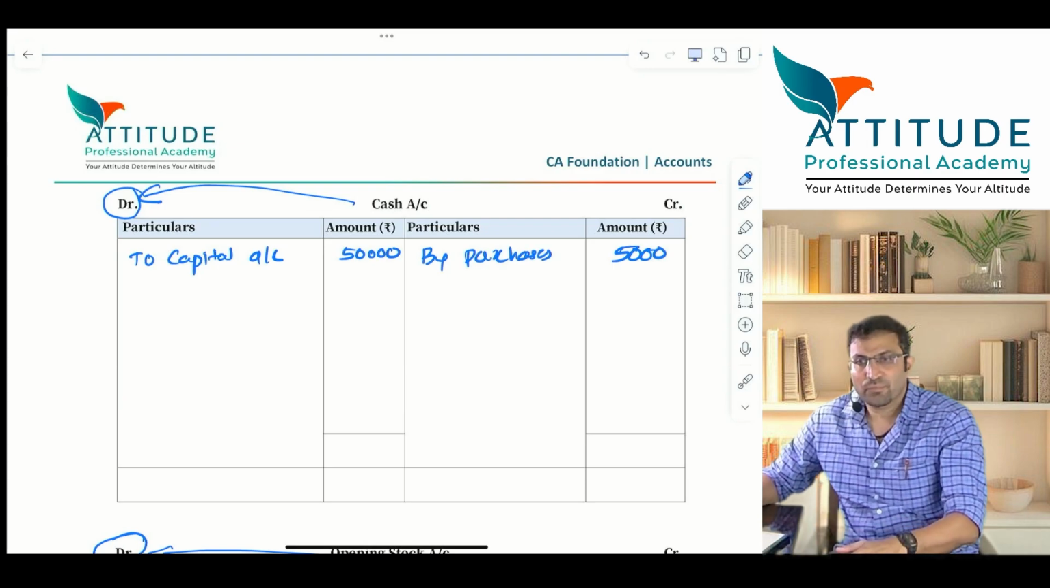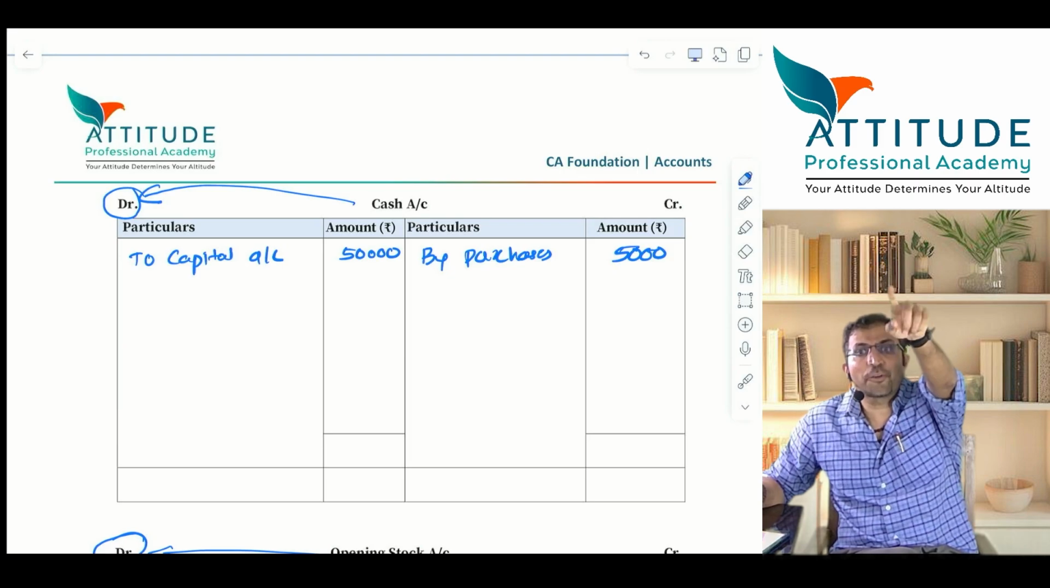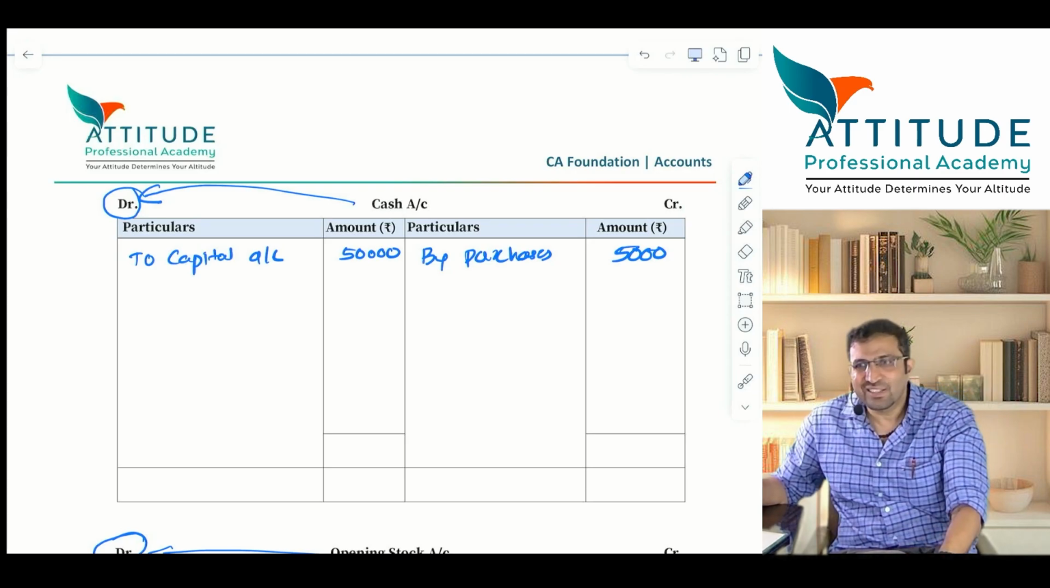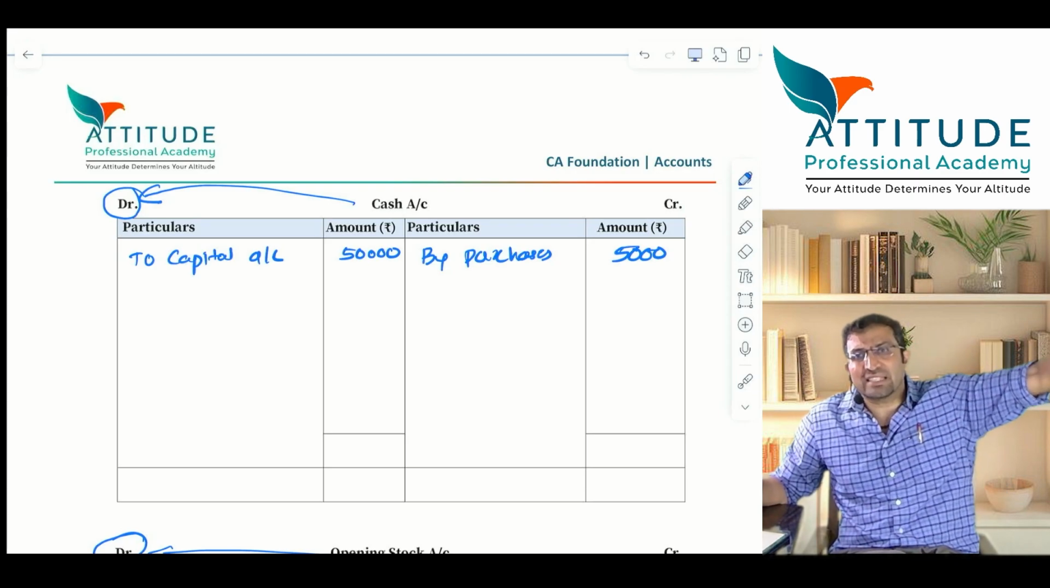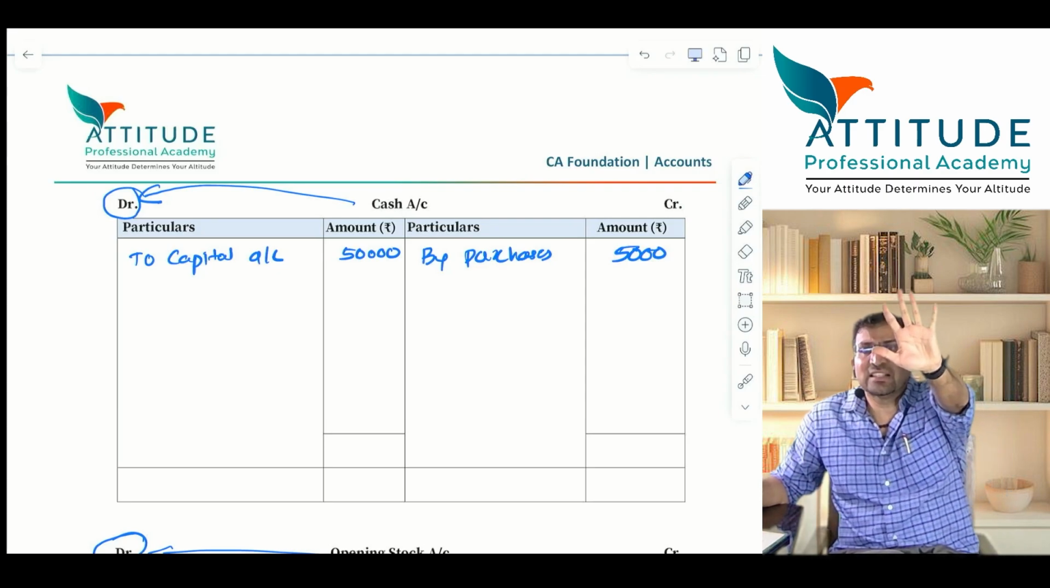Purchases. Don't write 9,000. It is 5,000. Understood? All of you. Many of them can make a mistake here. Because purchase account is 9,000, we'll write 9,000. No. Purchase account is debited by 9,000. Cash account is not debited. In fact, cash account is credited with only how much? 5,000. All of you are able to understand?